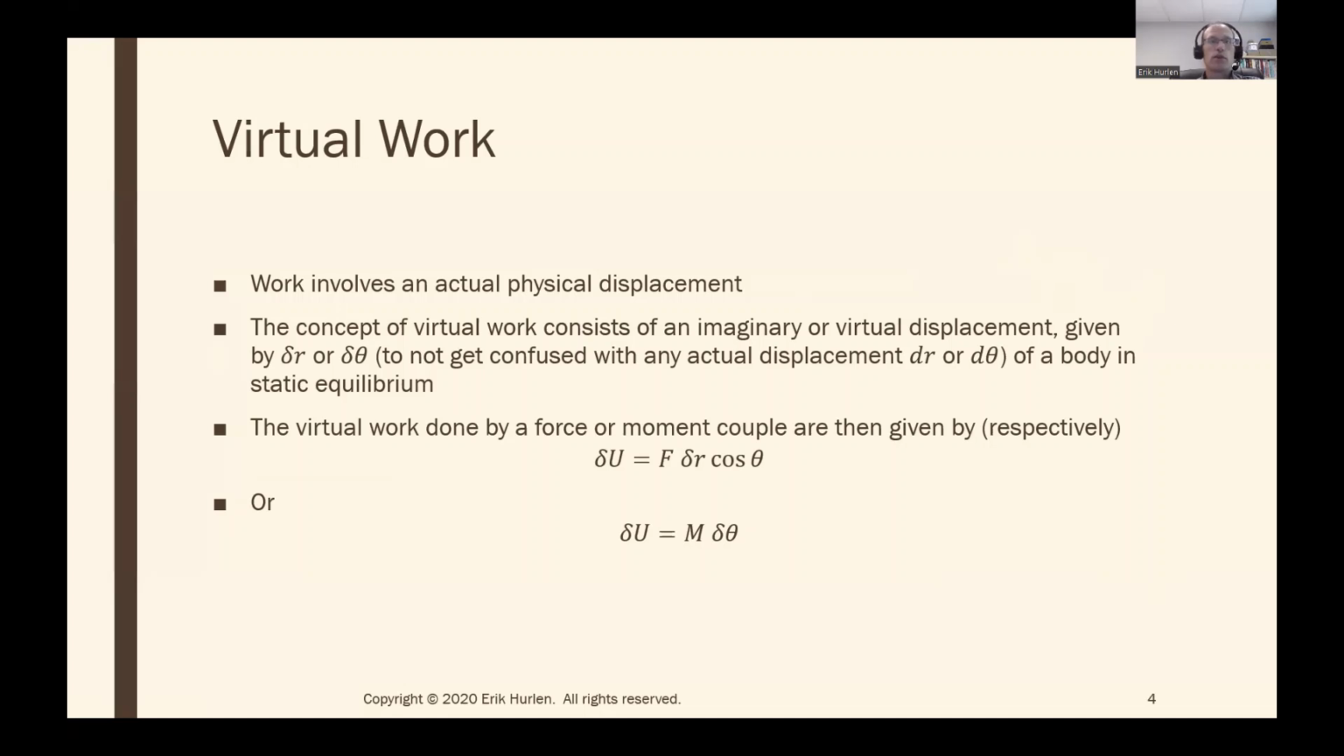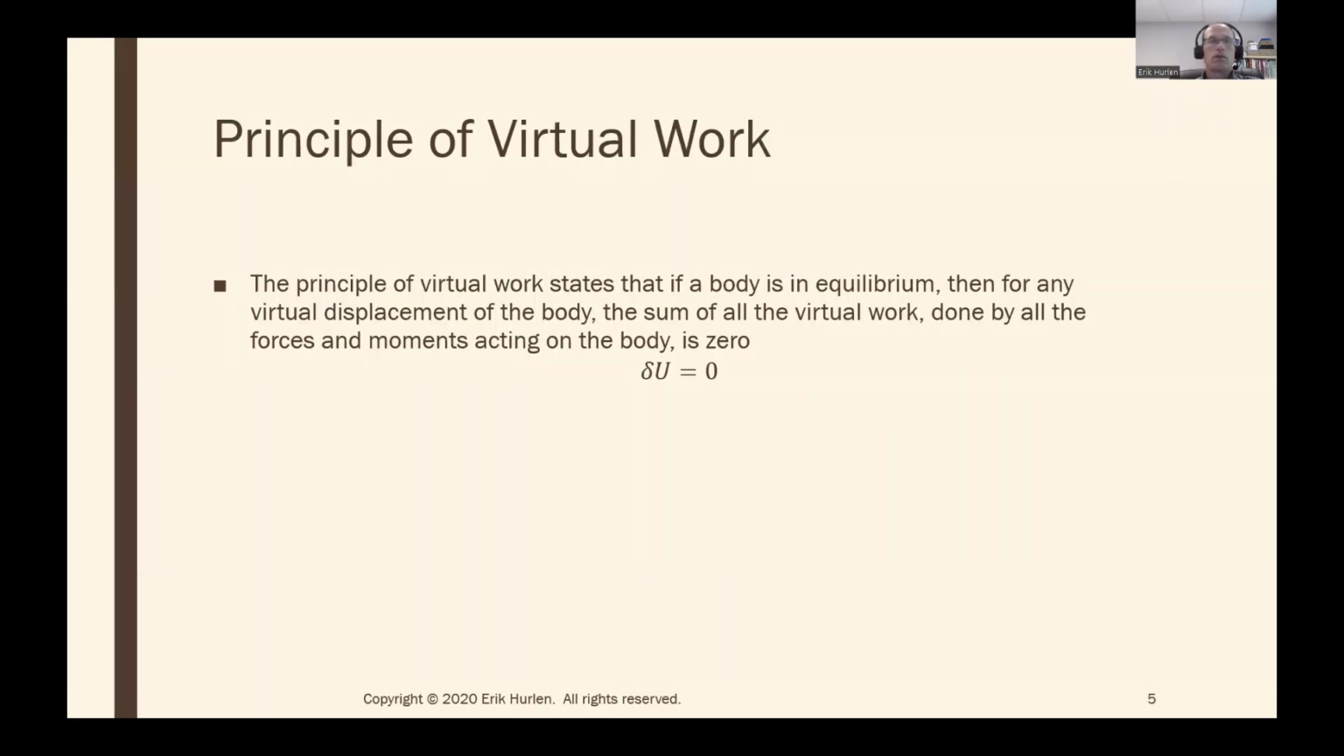Then the virtual work is given by delta U equals F delta r cosine theta, or delta U equals M delta theta if we're dealing with rotation. Again, the delta U indicates that this work is virtual. So that is how the virtual work can be calculated.